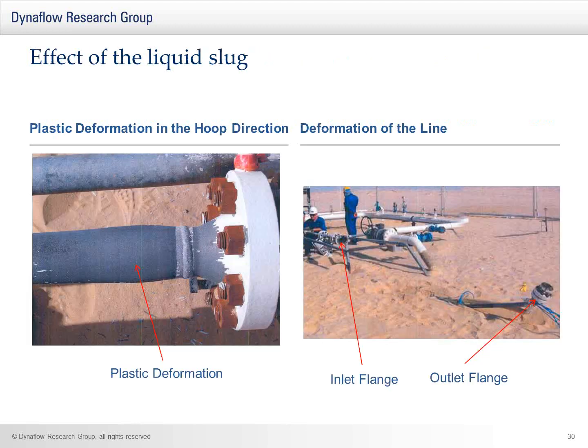Let's look at the effect of the liquid slug. We see this is the line upstream of the valve, and you can see on the left-hand side this plastic deformation in the hoop direction due to the increase in pressure as the liquid slug is brought to rest. On the right-hand side, you see that the axial force has caused the outlet side of the valve to be pushed downstream and has been bent, whereas previously it was a 45-degree connection, much like the other lines that you see next to it.